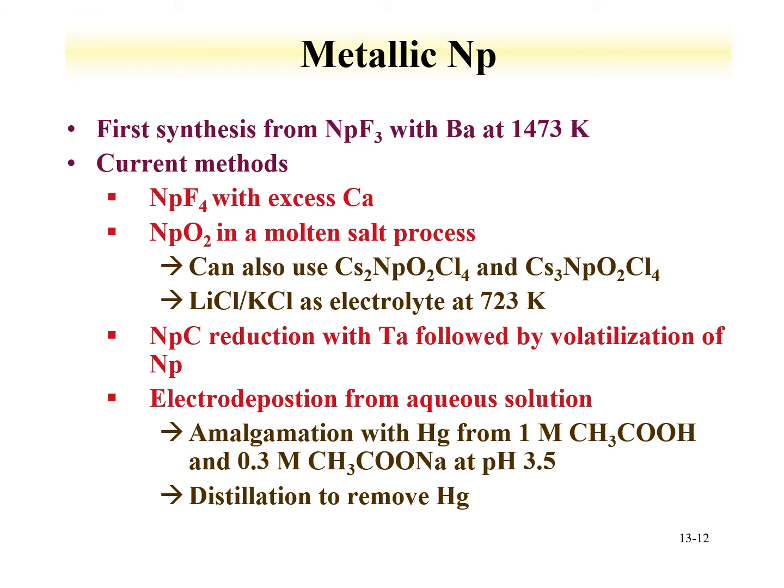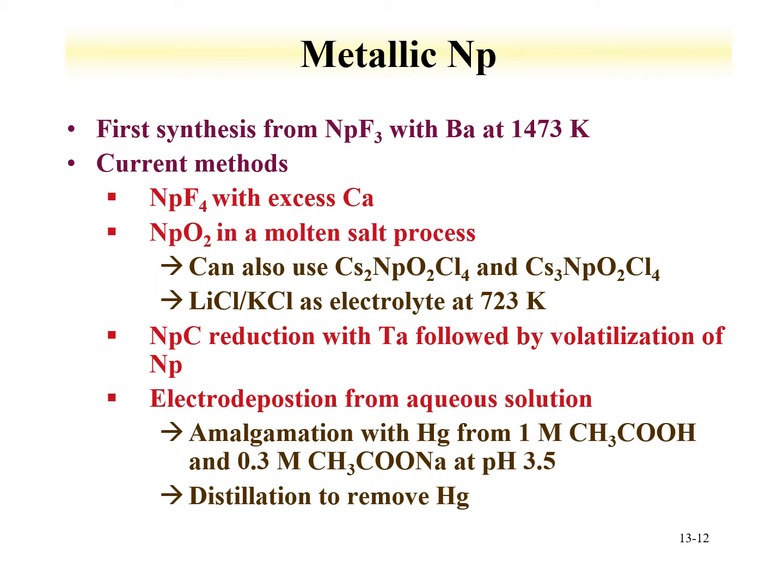Now we can start exploring chemical forms of neptunium that have some relevance to the nuclear fuel cycle. One would be metallic neptunium. This was first synthesized from neptunium trifluoride with barium metal at elevated temperature. Current methods are very similar to the uranium methods, where you can use group 1 or group 2 elements, or a molten salt process for producing neptunium metal.